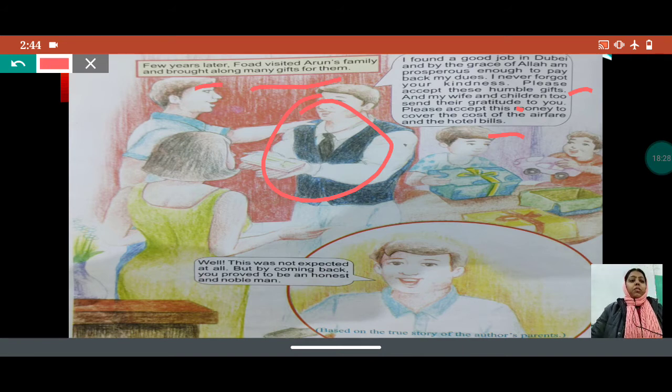Well, this was not expected. Arun said that this was not expected at all, but by coming back, you proved to be an honest and noble man. I did not expect you to come back to India again, but you proved yourself. You are a kind man. You are honest also, that you came back to pay back your dues, and it was very kind of you to come back to India. I did not expect this, but I am very happy that you came back to India to meet us.